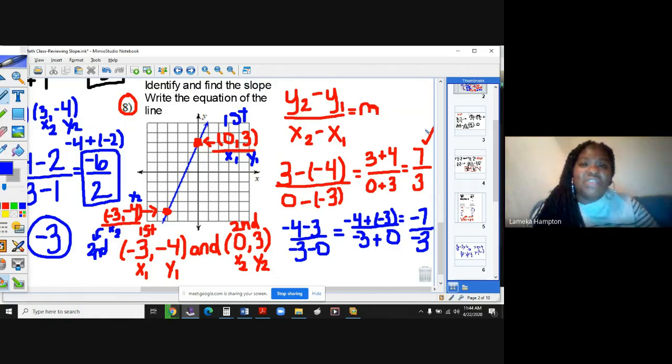So I say all of that to say, for anybody that's watching this playback, it doesn't matter what coordinate you use first, as long as you put the right coordinates in the right position for your slope formula. Okay.